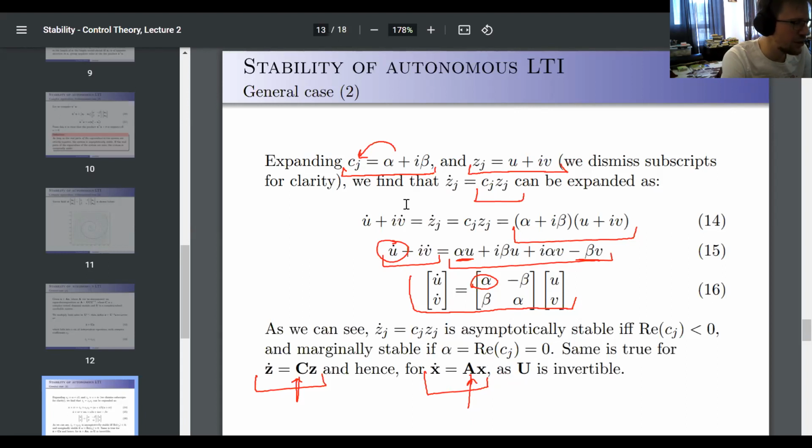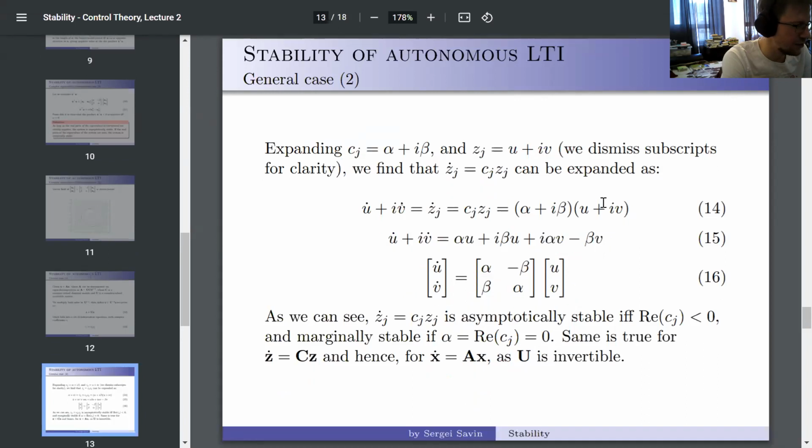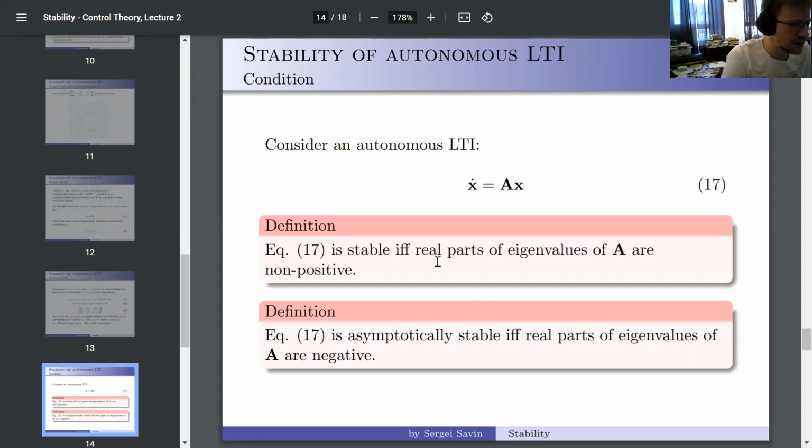So I will just click through the rest of the slides very quickly and we'll go to the break. Here, you saw the slide again. This is the criterion. The real parts of eigenvalues are non-positive for marginal stability. For asymptotic stability, they have to be negative. And now you know why.